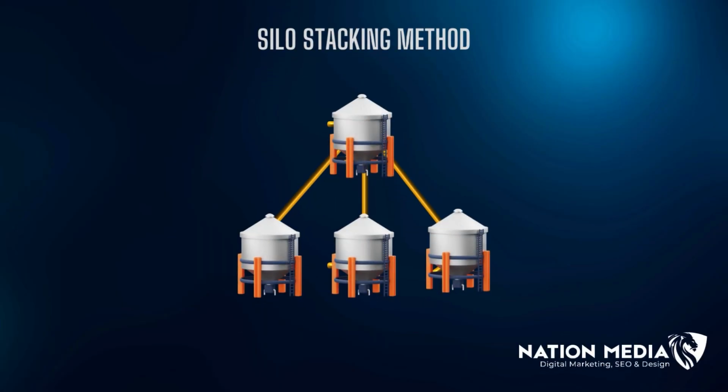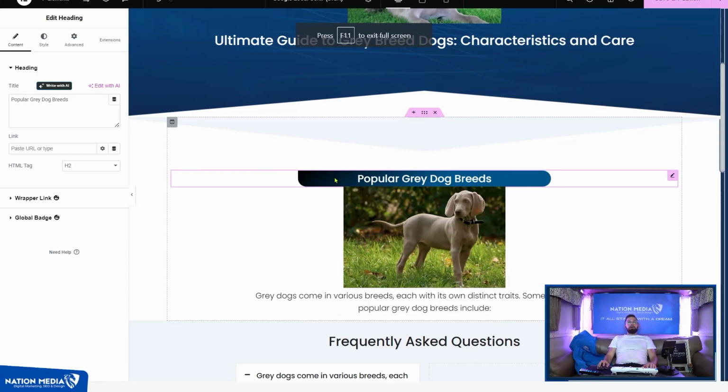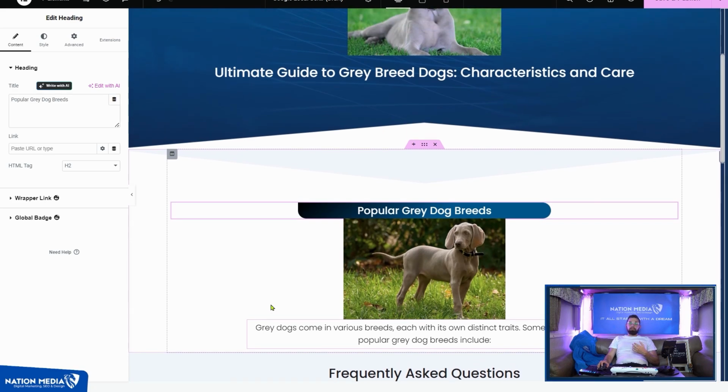Next thing I'm going to show you is what I call the silo stacking method, and it's how to link the pages together in the most efficient way for Google to recognize the interlinking of your pages for topical authority. All right, the way we're going to link these pages is what I call the silo stacking method, and it's very specific in what you want to do.